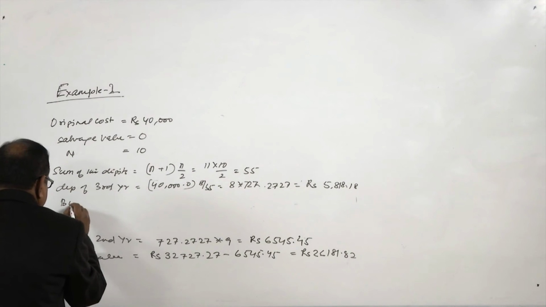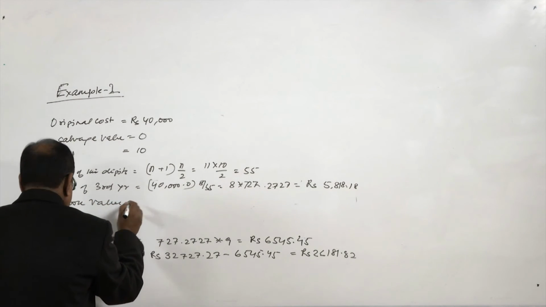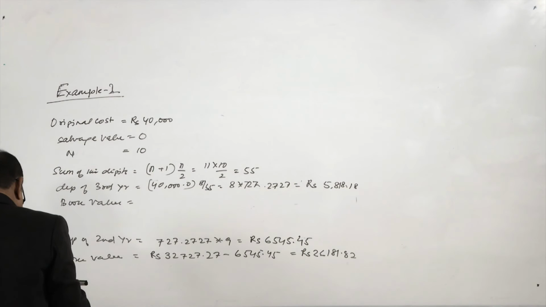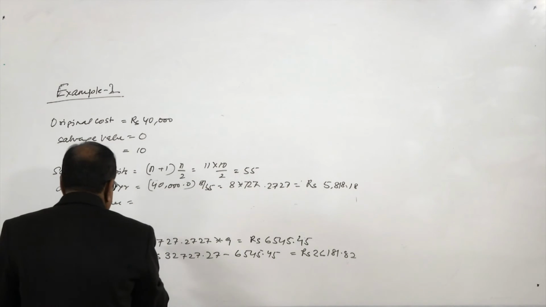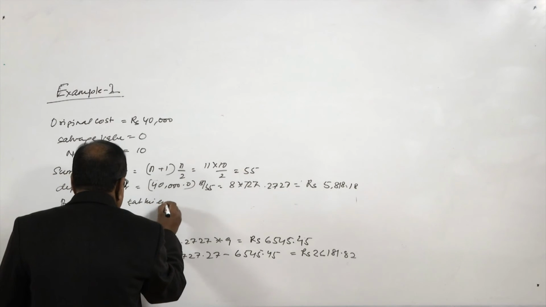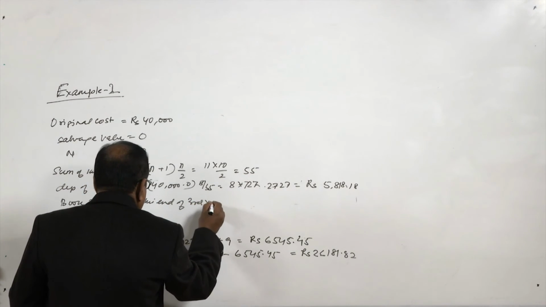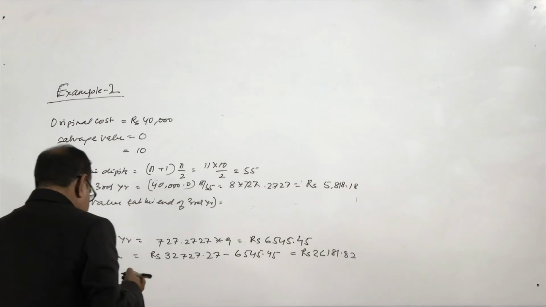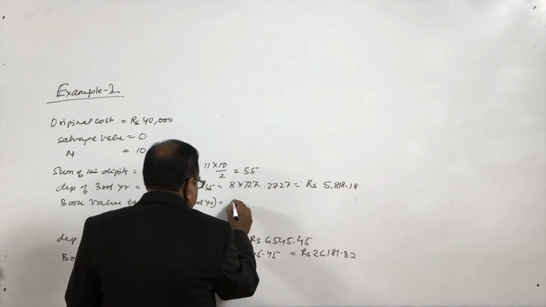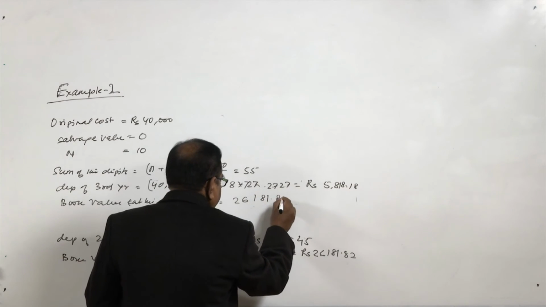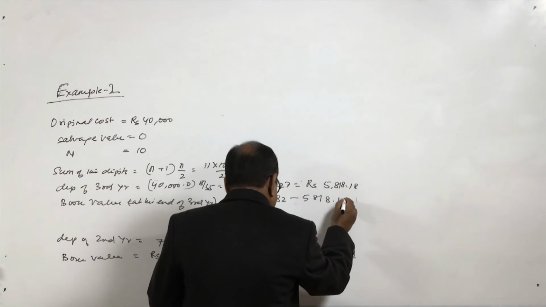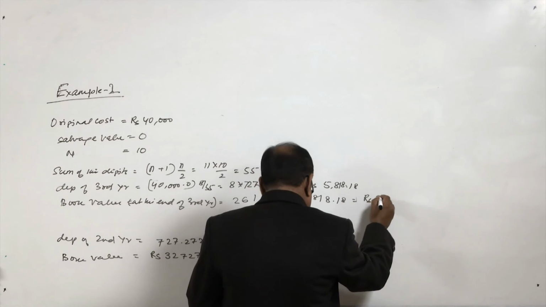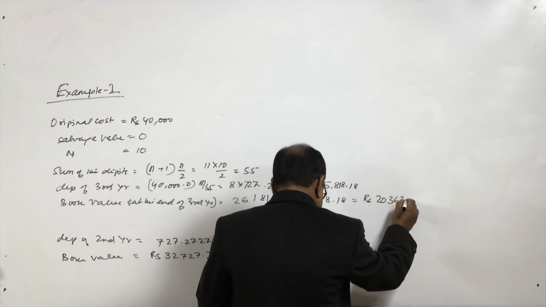So, book value at the end of third year is 26,181.82 minus 5,818.18, which comes out to be rupees 20,363.64.